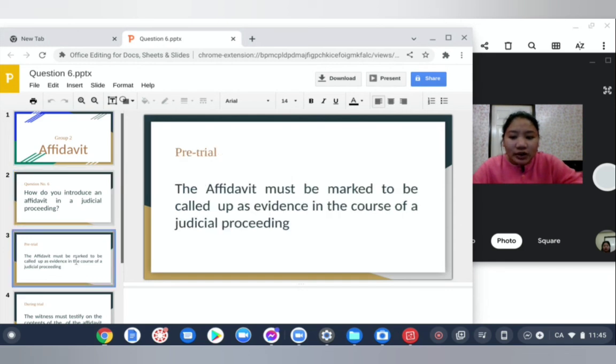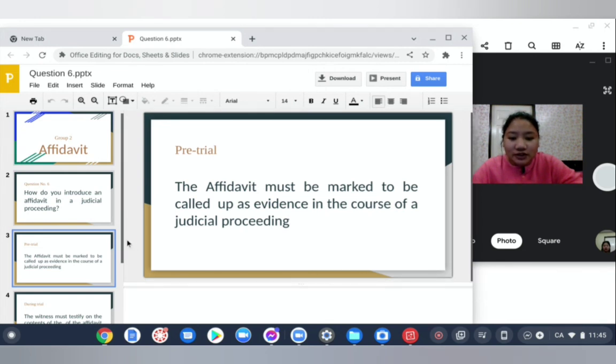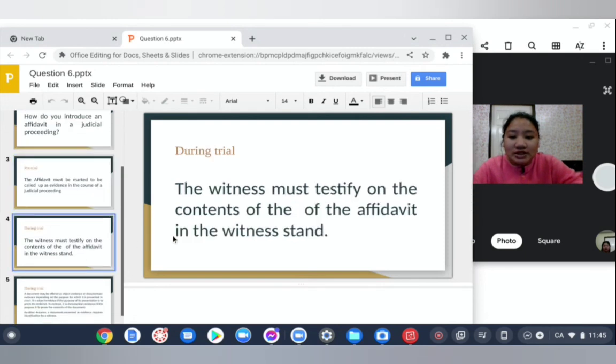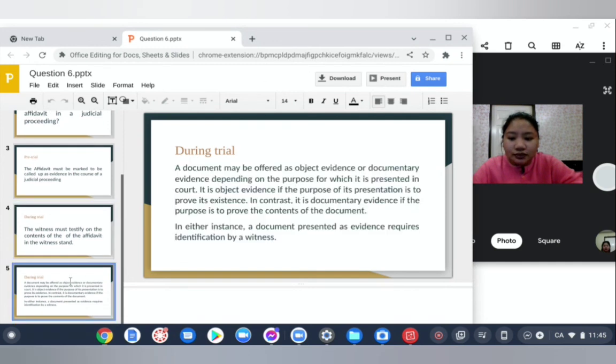So, to answer the question, we go to pre-trial. In pre-trial, the affidavit must be marked to be called up as evidence in the course of the judicial proceeding. During trial, the witness must testify on the contents of the affidavit in the witness stand. A document, in this case an affidavit, may be offered as object evidence or documentary evidence depending on the purpose for which it is presented in court.